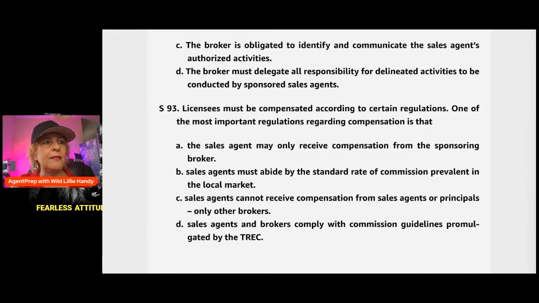Yes, the answer here is A. The sales agent may only receive compensation from the sponsoring broker.